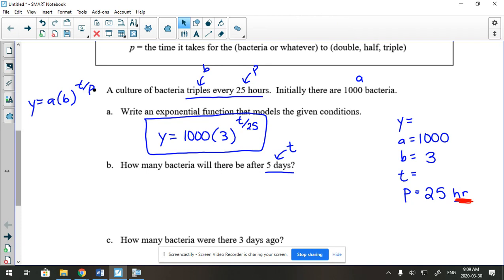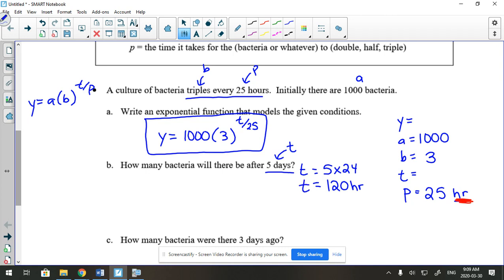So first I have to convert my 5 days to hours so that these are on the same units as my T. So there's 24 hours in a day, so I'm going to times that by 24. And I can see that 120 hours have passed. This is now my T value. Make sure it's the same units as P, or else you're not going to get the right answer. So now all we have to do is use our equation from above. And instead of T, I'm going to put in 120.